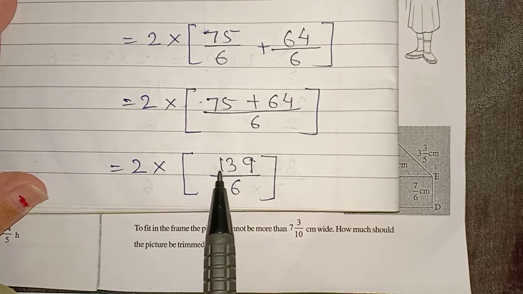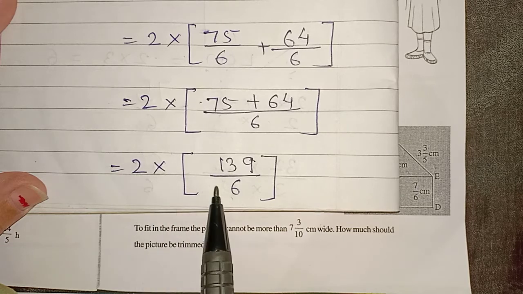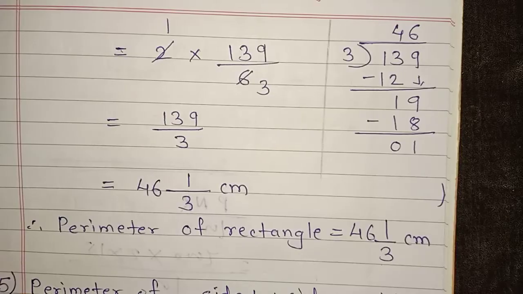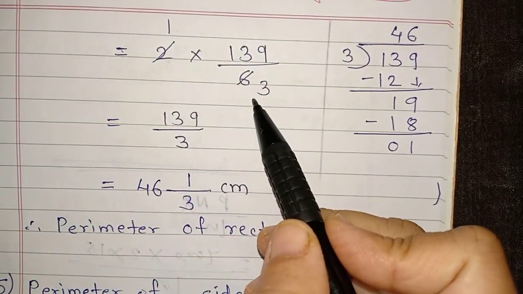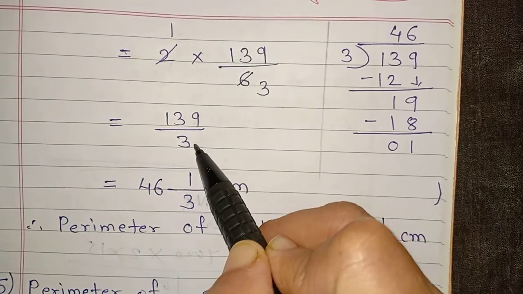My final answer is 139 by 6. Now let's multiply 2 into 139 by 6. Now 2 1s are 2, 2 3s are 6. So my final answer is 139 by 3.